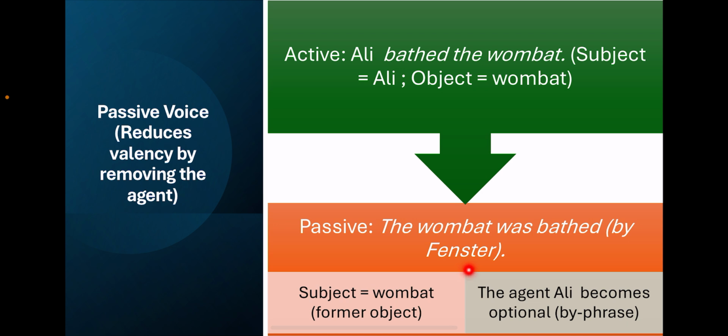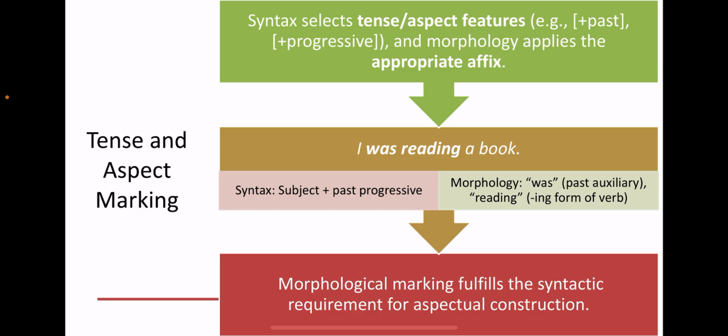What is the object? That is Fenster, right? Now the agent Ali becomes an optional by-phrase. For example, the wombat was bathed by Ali, or by Fenster. So you can remove this by-phrase, which reduces the valency.